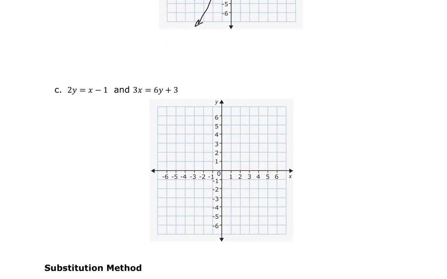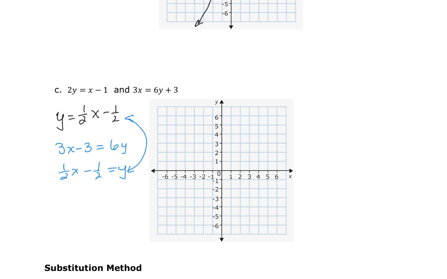I'm going to solve for y for the first equation. When I solve for y, I'm going to get y is equal to 1/2 x minus 1/2. I'm going to take my second equation and solve for y. So I'm going to get 3x minus 3 is equal to 6y. Now I'm going to divide each side by 6. And dividing each term individually by 6, I get 1/2 x minus 1/2 is equal to y. And these two are the exact same equation. So I have an infinite number of solutions.